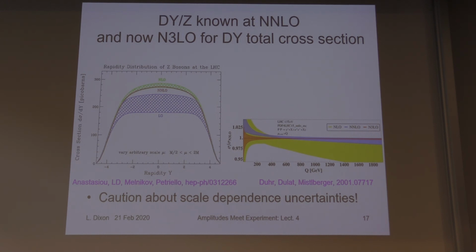It could probably be worked out at N cubed LO by now. I'm not sure, but anyway, it hasn't really been necessary to do that yet because nobody's done a complete calculation of an N cubed LO process this way. Done it other ways. Any other questions?